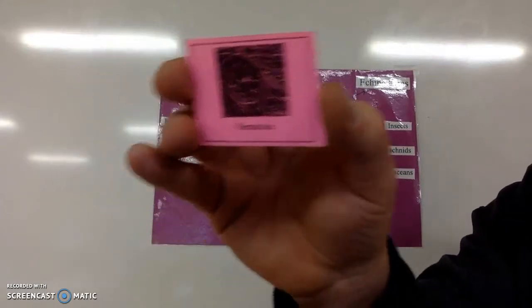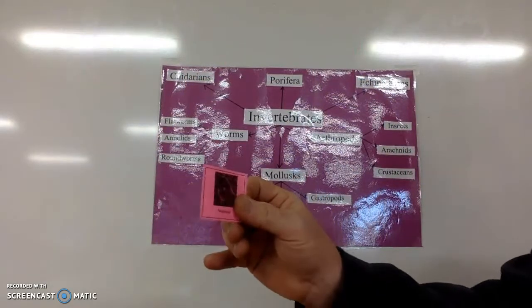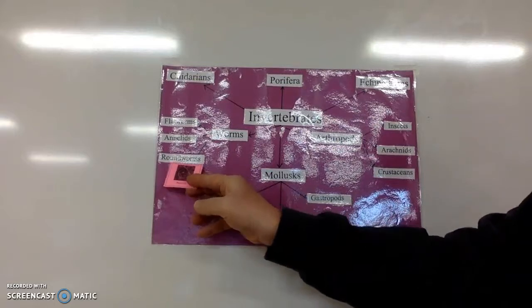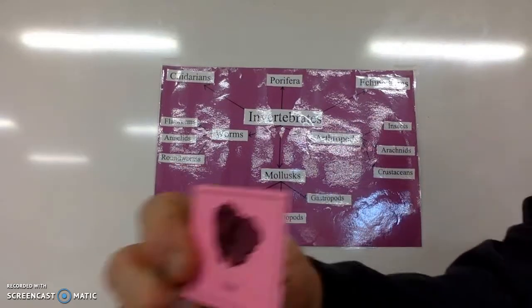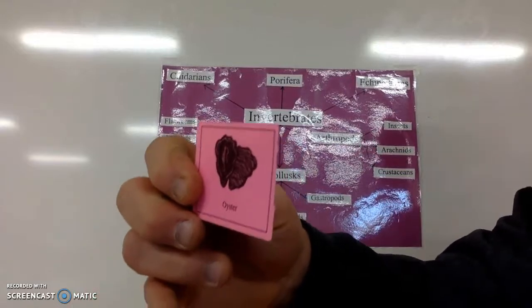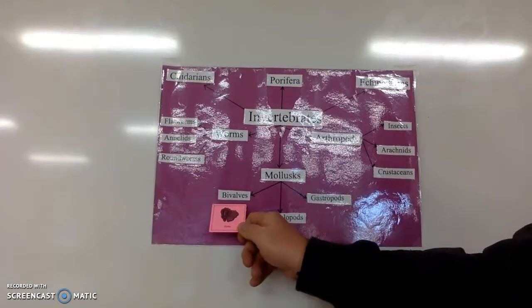Nematode. This is one of the worms. Okay. It's a roundworm. Nematode. Oyster is one of the bivalves. Okay, the bivalves. It's a mollusk, it's a bivalve.